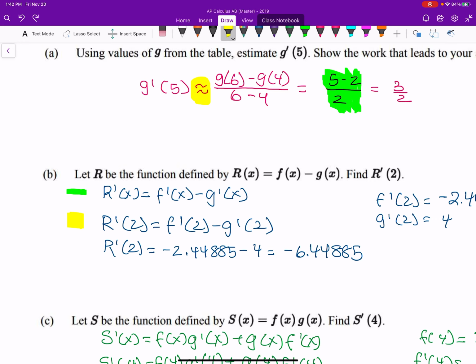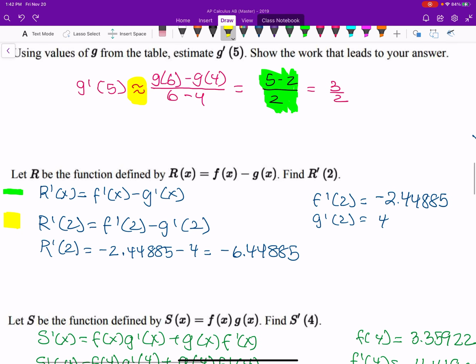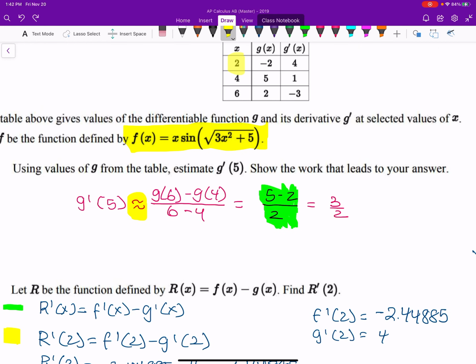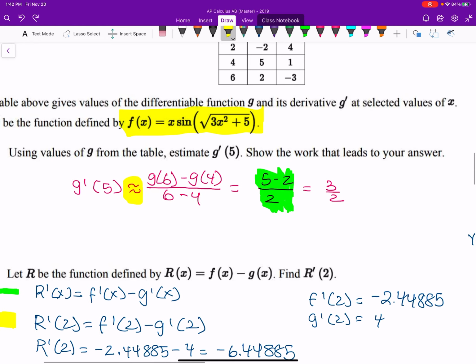Now, for us, we need to find, first of all, f prime of 2 and g prime of 2. For g prime of 2, you just go up to the table and look at 2. We have 4. So that's how I got that one. But for the other piece, we need to use the calculator.